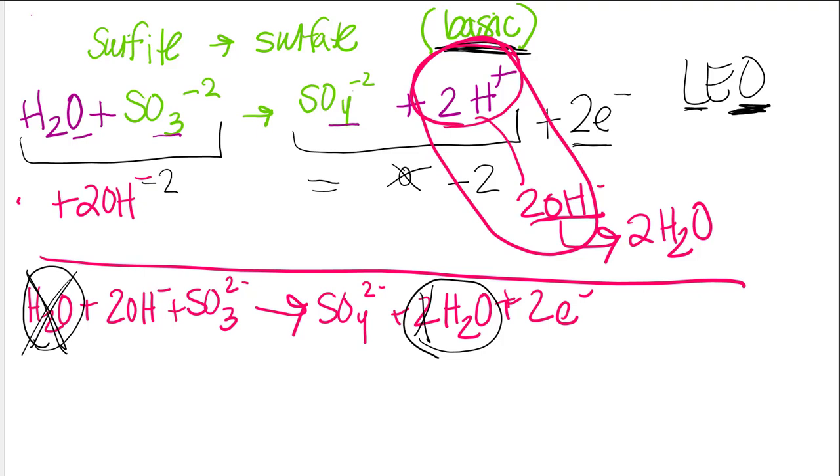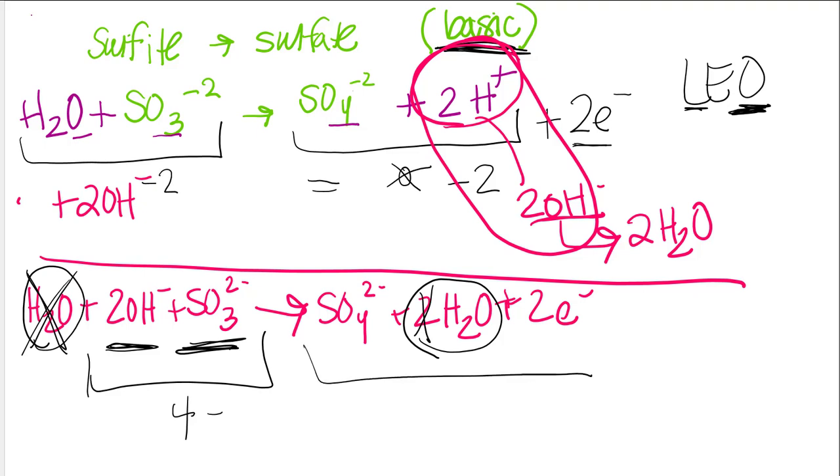So here's my half reaction. I have 2 hydroxides plus a sulfite. And I can also verify that I have a total net 2 minus and 2 minus, so I have 4 minus on the left. And on the right side, I've got an SO4 2 minus and 2 electrons. That's also a -4 on the right. SO4, 1 water, and 2 electrons. This is a balanced half reaction for a basic solution.